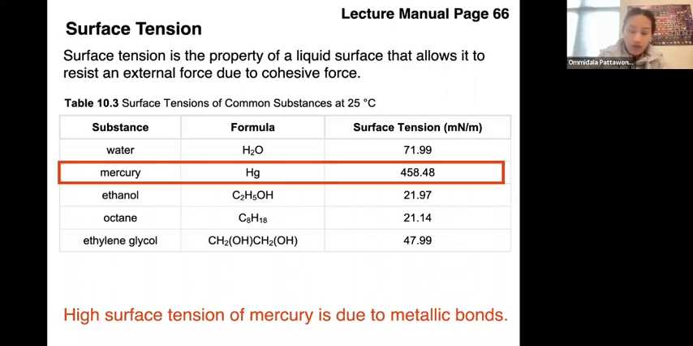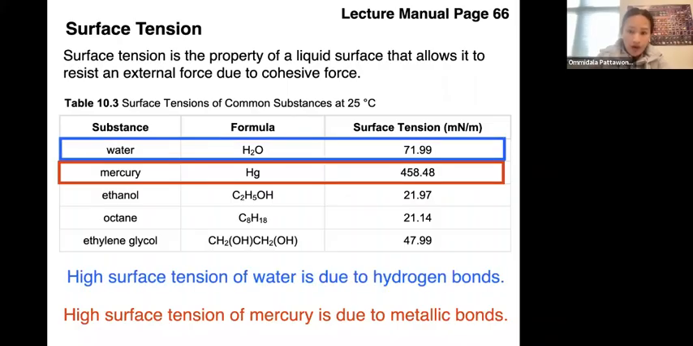Okay, so metallic bond is not in thermal forces, so I'm not going to talk about this. In this case, I would like you to circle water instead. The reason why water has high surface tension is because of the hydrogen bonds that we mentioned in the previous video, right? Because hydrogen bonds can form in water.